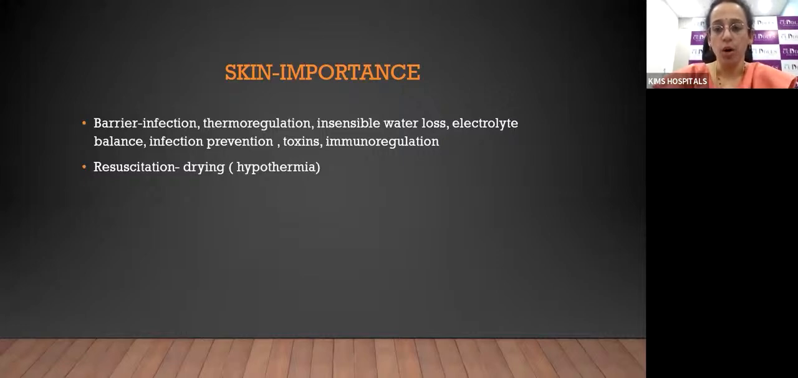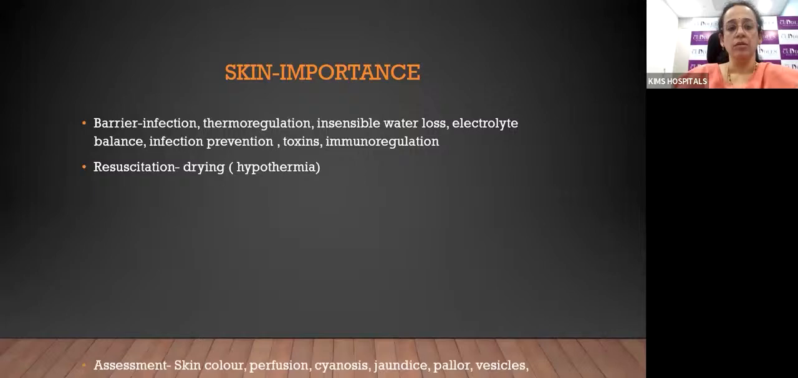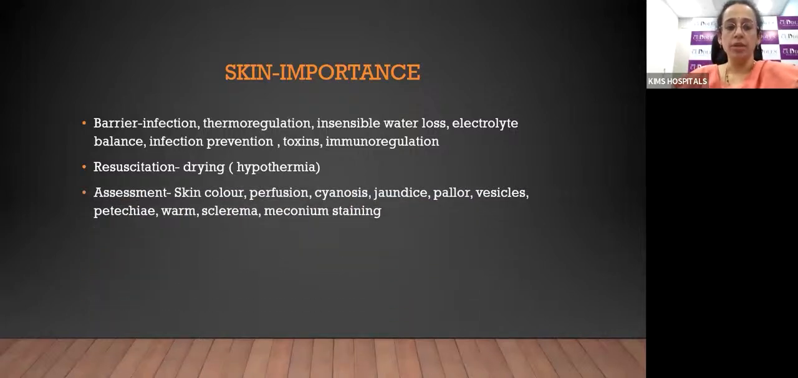So whenever we first see the baby, that is during the resuscitation, it is important to first dry the baby in order to prevent hypothermia by insensible water losses from the skin in the case of a term baby, whereas in a premature baby, less than 32 weeks, we apply plastic wraps to prevent hypothermia. The skin also helps us to assess the color and perfusion of the baby, which is very important in determining the overall health of the baby.